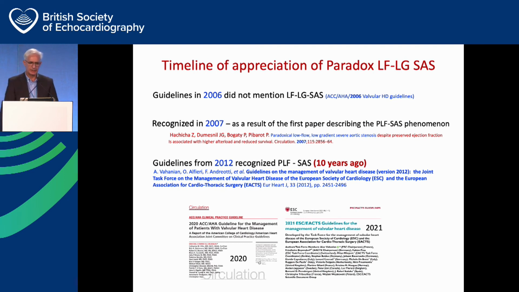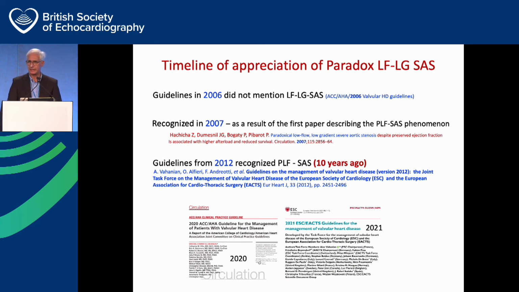And why should they have? There was no data out there to say anything about this up till 2007. That's the time when a seminal paper by Hachicha and the Quebec group in Canada looked at these discrepant severe aortic valve stenosis patients, that is the paradoxical low flow, low gradient severe aortic valve stenosis patients despite preserved ejection fraction. They looked at the clinical characteristics of these patients and looked at their outcome. And that was a seminal paper where the paradoxical low flow, low gradient severe valve stenosis was introduced.